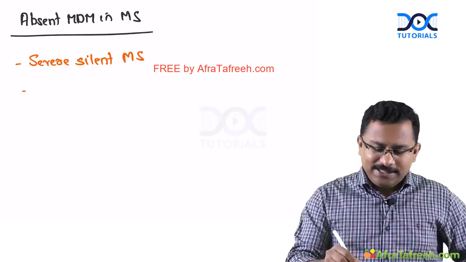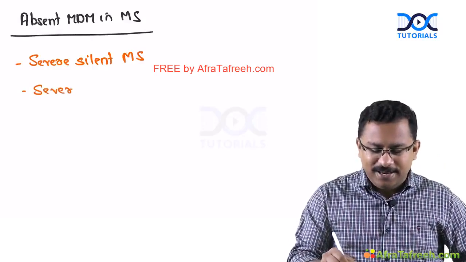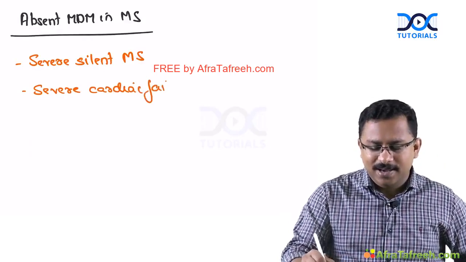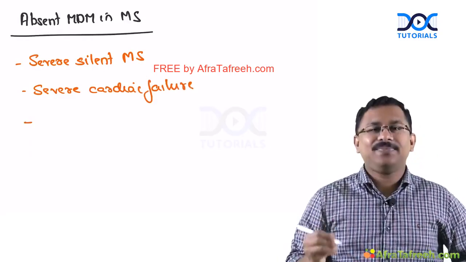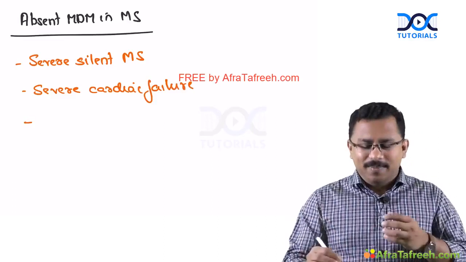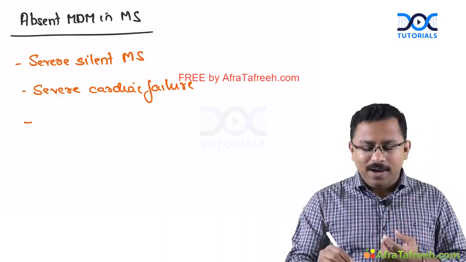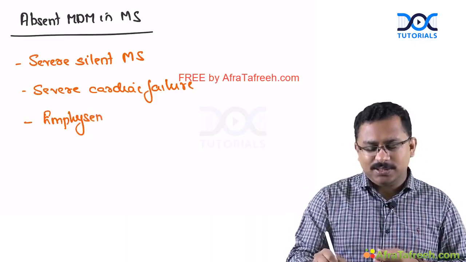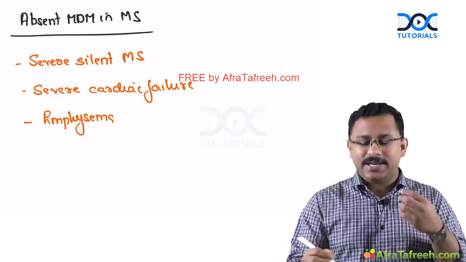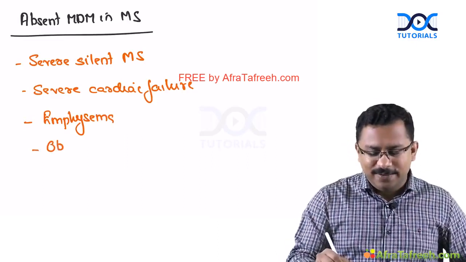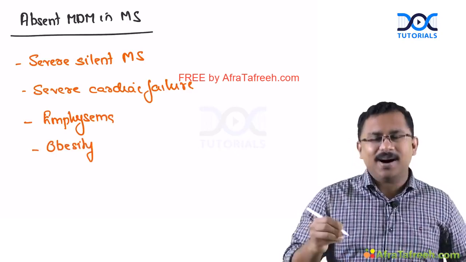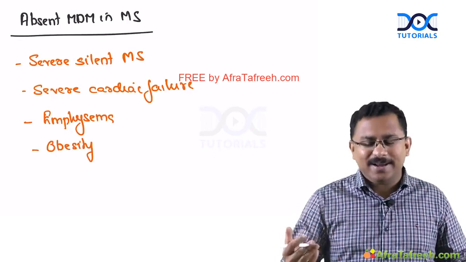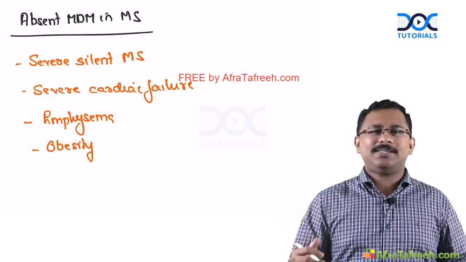And also in case of a severe cardiac failure you can have an absent MDM. And maybe in individuals who have an emphysematous chest, auscultation can be difficult. Auscultation of the MDM can be difficult when you have emphysema or in an obese individual. These are the conditions in which you might not get an MDM in case of MS.